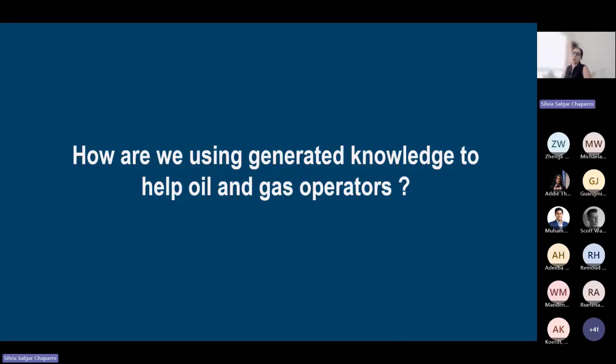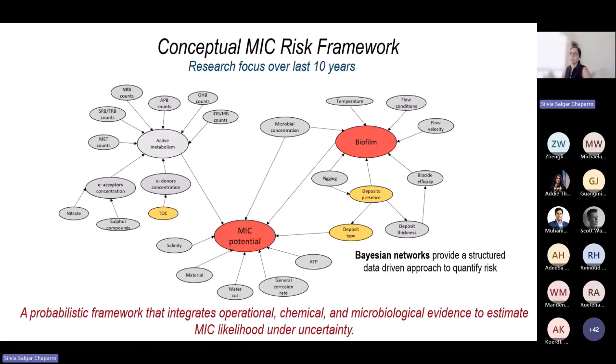So then the question was, how do we use the information generated during the research in academia, and how can this be translated to the industry? And this has been the focus of my research in the latest year. We have a joint industry project with oil and gas partners. In this one, we identified that they can get different pieces of information during the assessment, but they don't know how to integrate the data to at the end have a likelihood of MIC. So we started working on a probabilistic framework that can integrate operational, chemical, and microbiological evidence, and that can help oil and gas operators predict the risk of MIC in their systems.